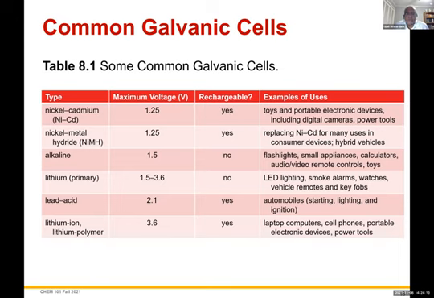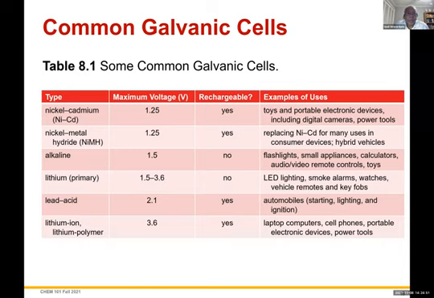There are 6 cells connected in a car battery, 6 times 2 to produce 12 volts. Automobile starting, lighting, and ignition, all these are functions of automobiles, providing power to start the engine, lighting. Then the alternator, while the car is running, recharges the battery. So it's a rechargeable battery.